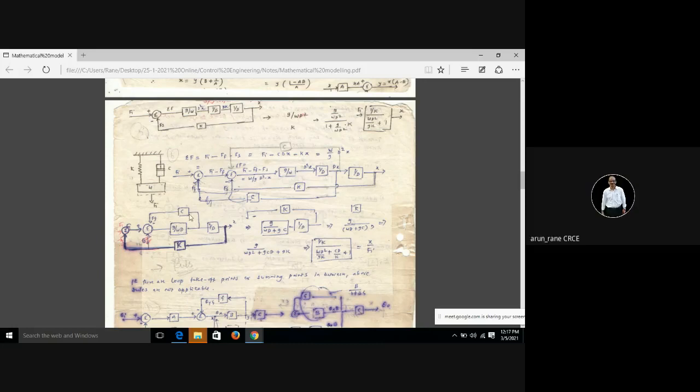Now I have one more block in parallel here, correct? You cannot touch the block after 1 by D. This k can be taken here, or it can be taken here also. You can have one summing point here, or this k can be taken up here also.